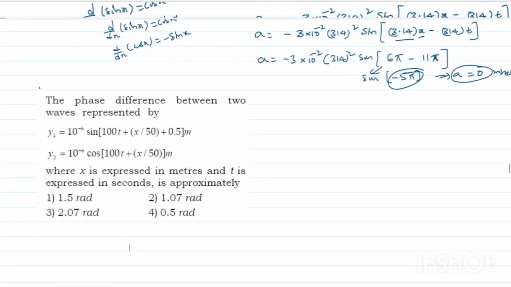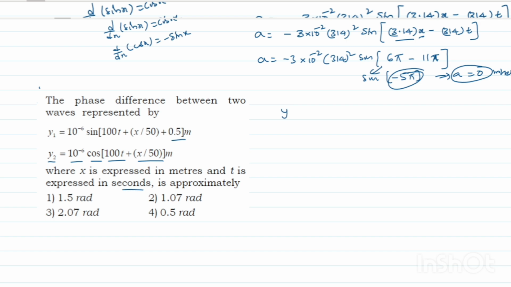Let us see the next question. The next question says: the phase difference between the waves is given as, here y1 is given as 10 power minus 6 into sine (100t plus x by 50 plus 0.5 meter), and y2 is given as 10 power minus 6 cos (100t plus x by 50), where x is expressed in meters and time is given in seconds. The phase difference is approximately.